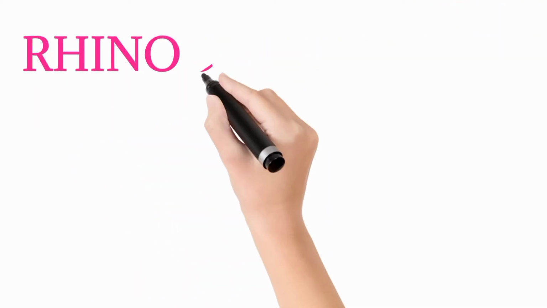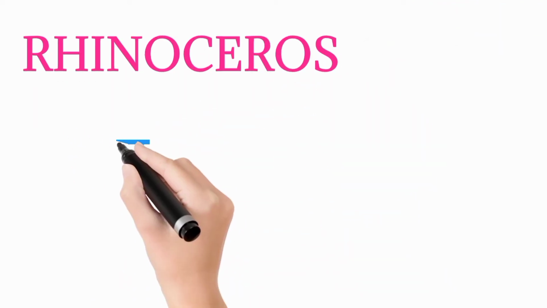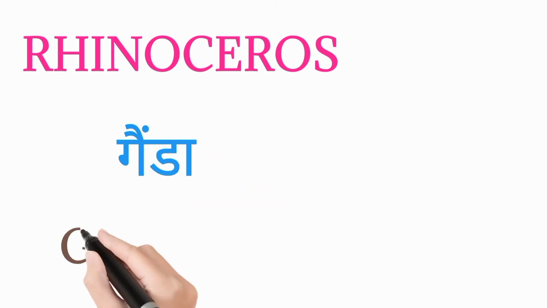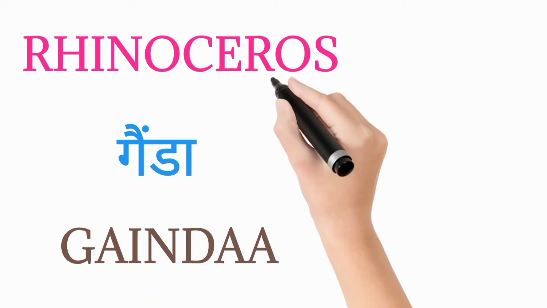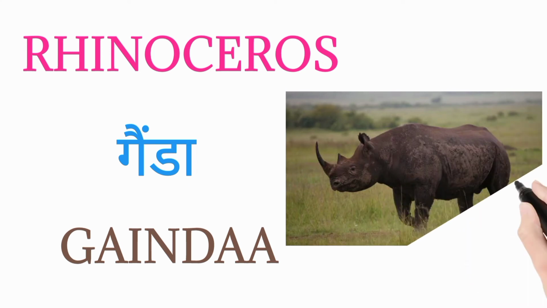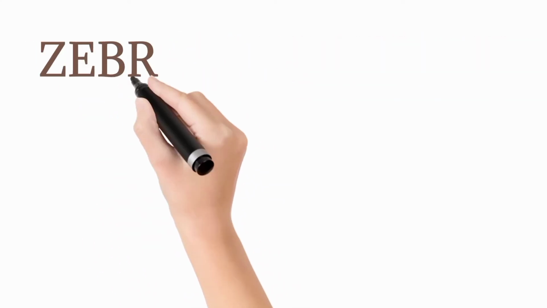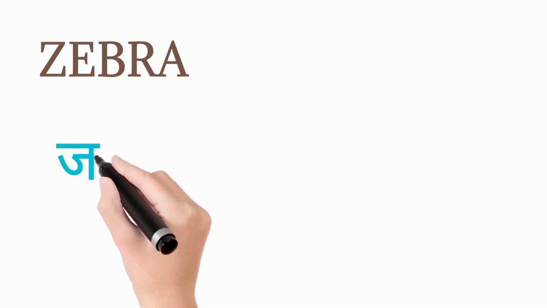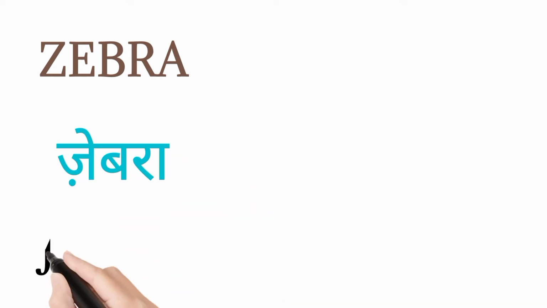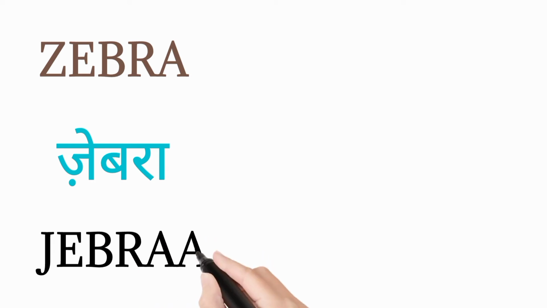Next animal is rhinoceros. For rhinoceros it is gainda in Hindi. Okay children? Next one is zebra. For zebra it is zebra in Hindi. Okay children?